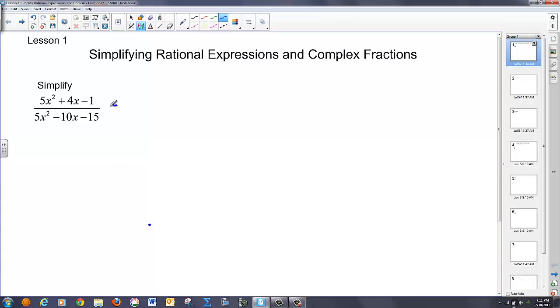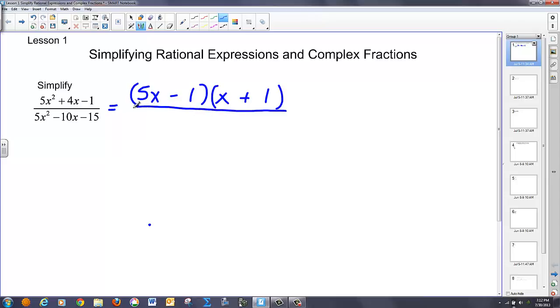So as always, we look to factor the numerator out, and you can do this by guess and check. So I've got 5x for my first term, x for my second term. I got to get 1 by multiplying, so I've got two 1s. One's got to be positive, one's got to be negative. I need a positive 4x. So this term is going to be positive, this term is going to be negative.